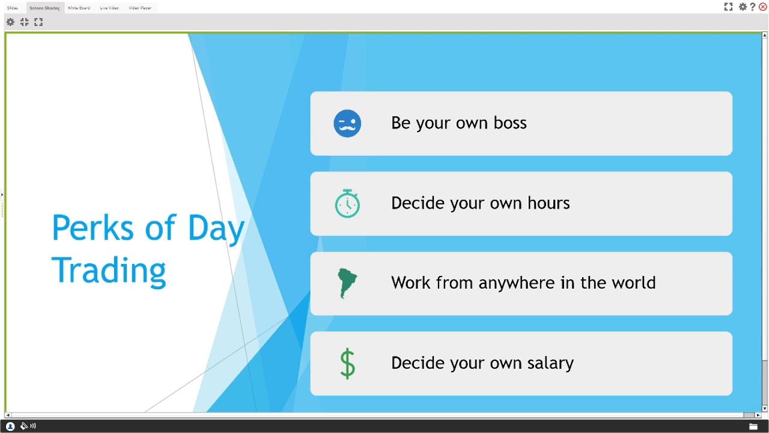You get to make your own hours. You can do what you want. Work from anywhere in the world. All you need is Wi-Fi, right? You're not working at a certain location where your boss sees you there so he can clock that you're putting your work in. You can work from anywhere in the world. All you need to do is connect to the internet so that you can have your broker live, so you can have your scanners and you can go after it.